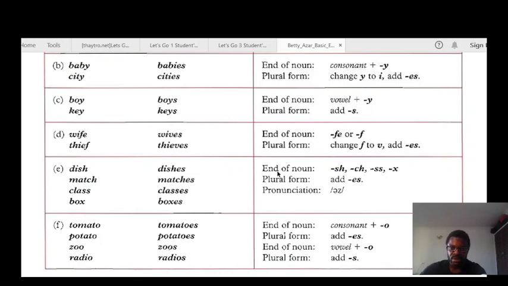All the nouns that end with SH, CH, SS, or X, the plural form will just add ES to those ones. So the pronunciation is dish, dishes; march, marches; class, classes; box, boxes.